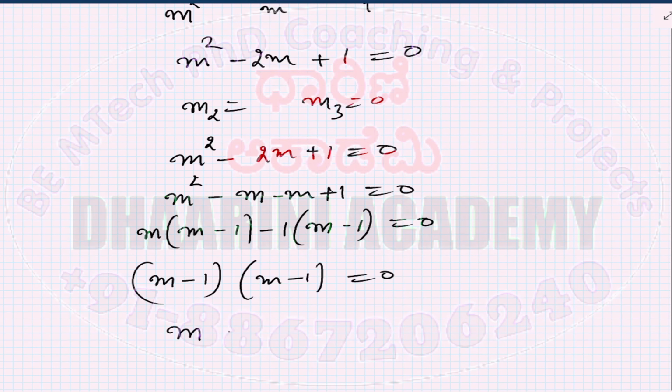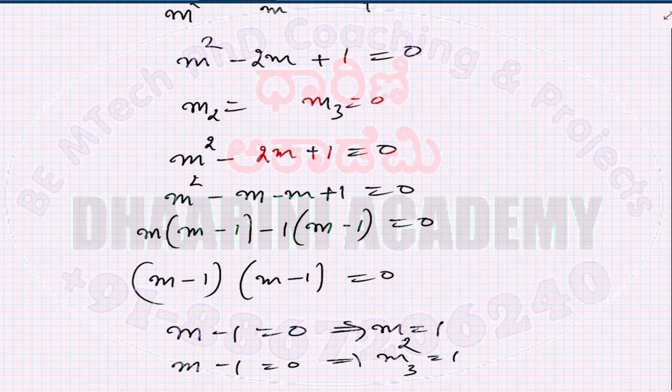This means m minus 1 equal to 0 means this is m equal to 1. M minus 1 equal to 0. That also implies m equal to 1. This will be m2. This will be m3. So all the three roots are 1, 1, 1 in this particular case. So you write down m is equal to 1, 1, 1. So this given equation had three roots and all the three roots are equal.